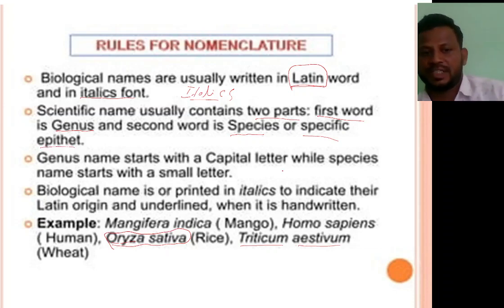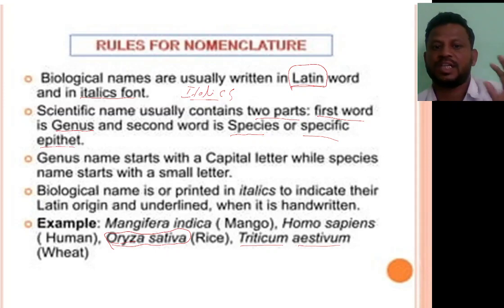Right? The first part is related to the genus, which genus it belongs to; according to the genus we name them. In the second part we use the species or the specific epithet. This is the second rule. The first one we have to write in Latin, in italic form, and in the second we are naming them in the scientific name by using the genus and their specific epithet or the species.